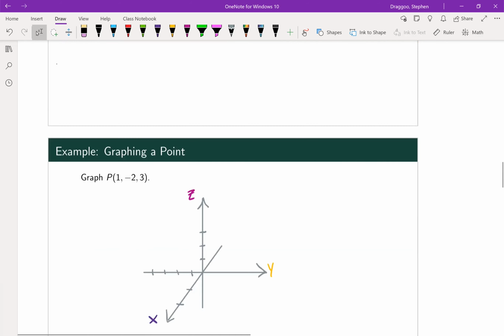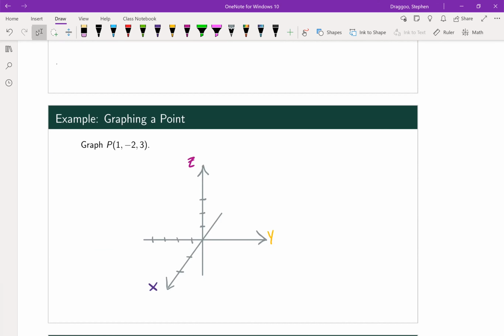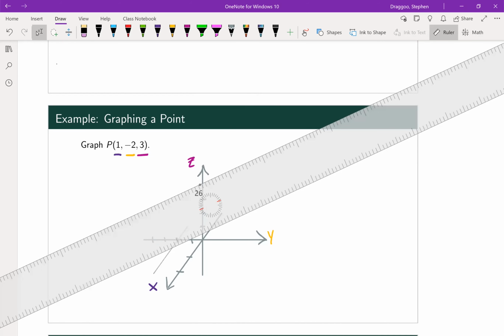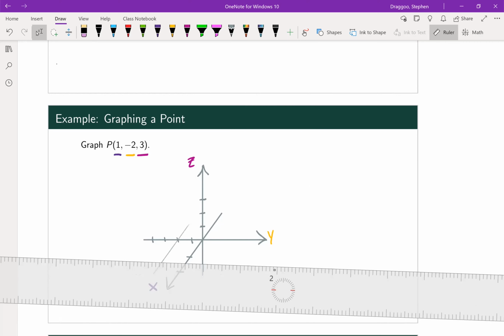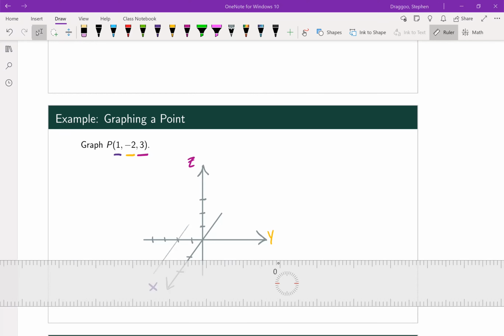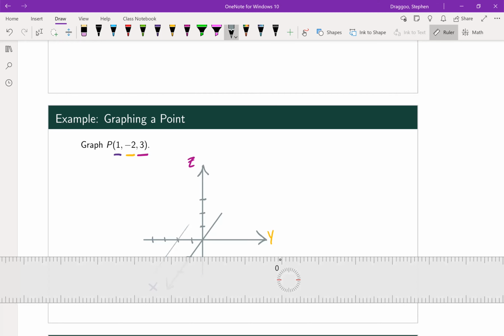Let's look at what actually graphing a point is going to look like. We're going to graph the point (1, -2, 3). So 1 is the x value, -2 is the y value, 3 is the z value. If we take our flat edge out for some construction here, we're going to count 2 backwards in the y direction, which will give us a line coming out of there. And we'll go 1 in the x direction.